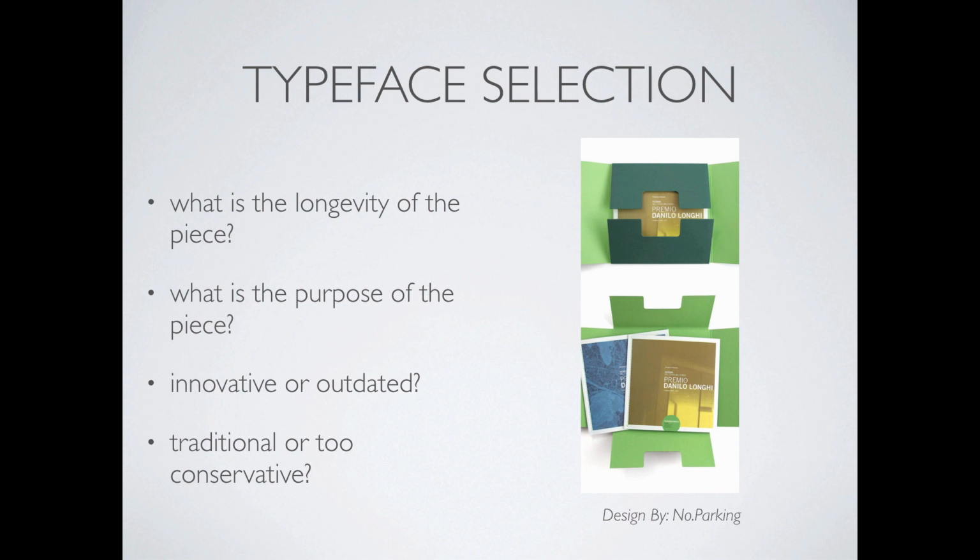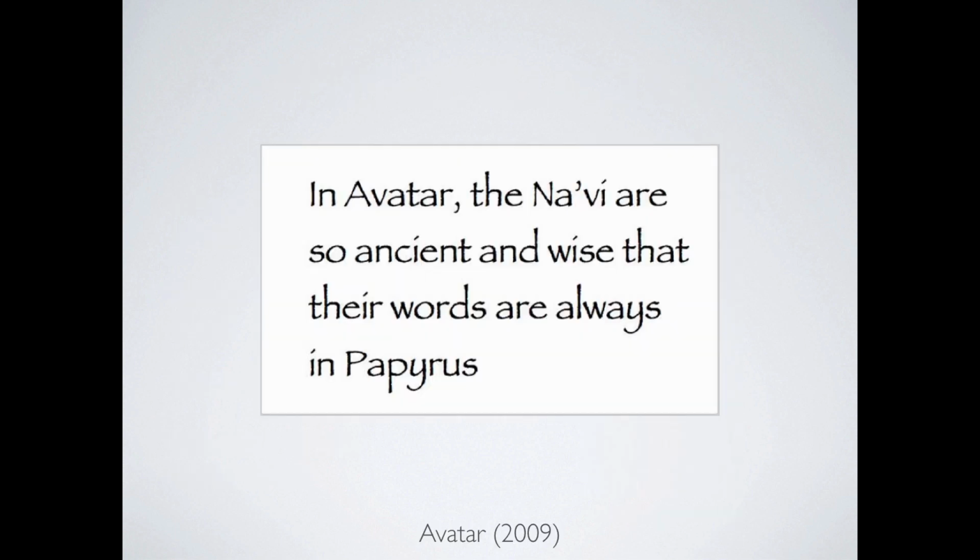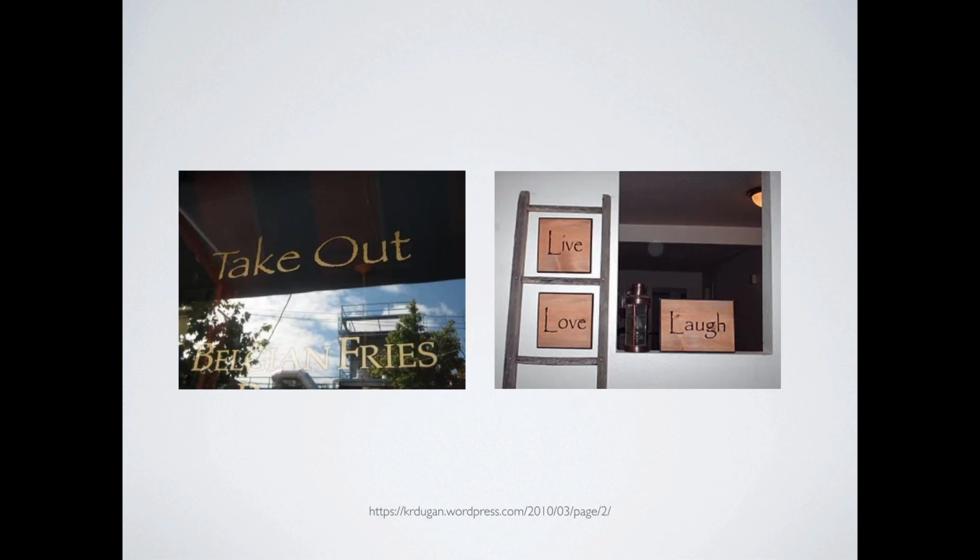What's the purpose of the piece? Is it something that's innovative? Is it something that's going to be outdated someday? Is it traditional or too conservative? All of those have to do with choosing the right font. So I love to pick on the Avatar font. This is Papyrus. Avatar came out, they used this font. Then guess what? Everybody started using the font. You saw it like for takeout. You saw it everywhere. People loved this font. It's ridiculous. It doesn't belong. It doesn't fit. You don't need to use Papyrus. It doesn't make you cool because you use Papyrus. Luckily, it's starting to fade out.